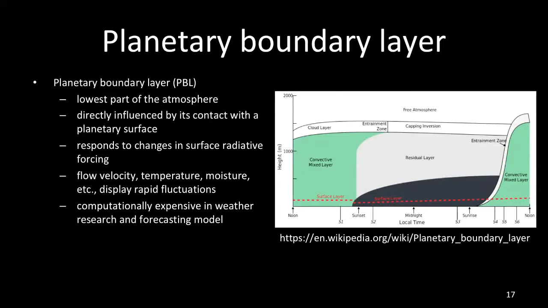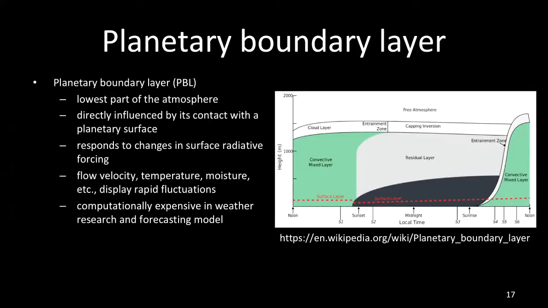So basically this is determined by the ground properties, starting from how much sunlight it can absorb and how much it can radiate. It is the surface radiative forcing that determines the nature of the planetary boundary layer's properties. The properties here mean flow velocity, temperature, moisture. Those things within this layer are basically determined by the conditions of the ground, or what happens in the ground.